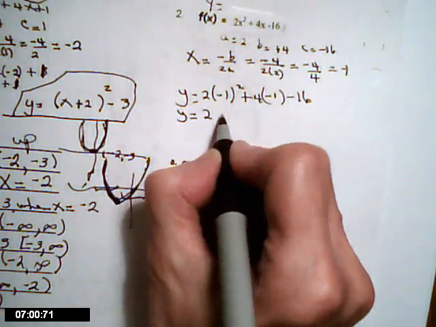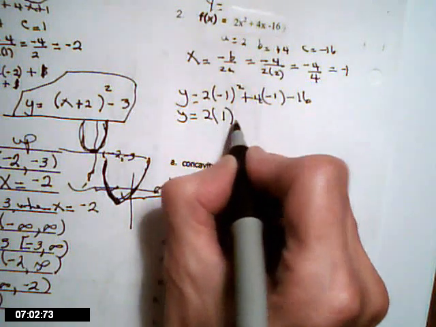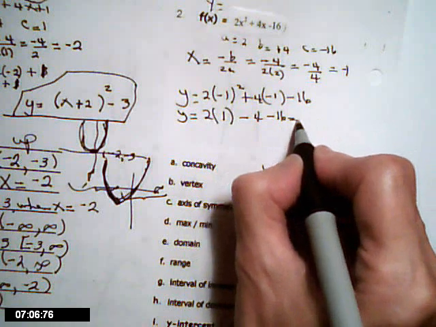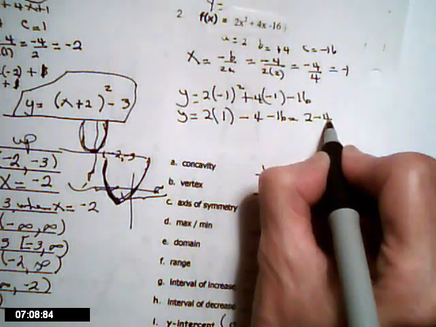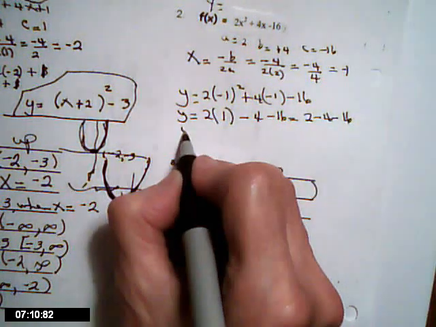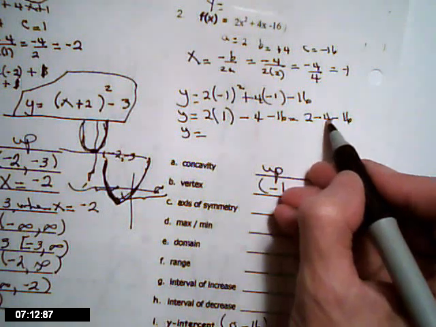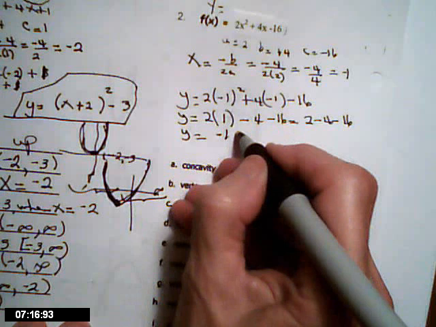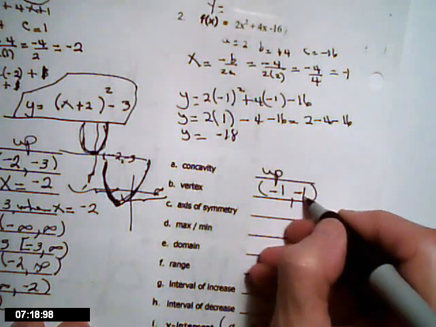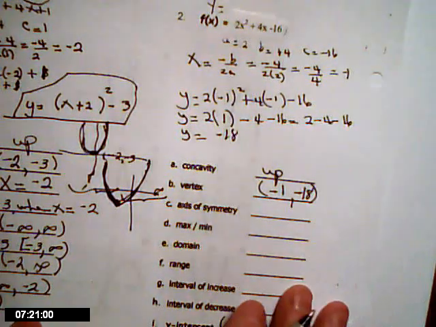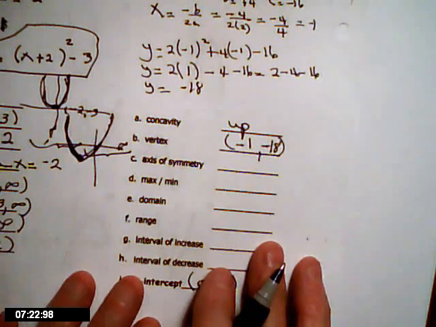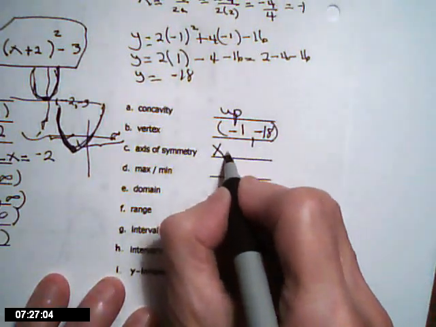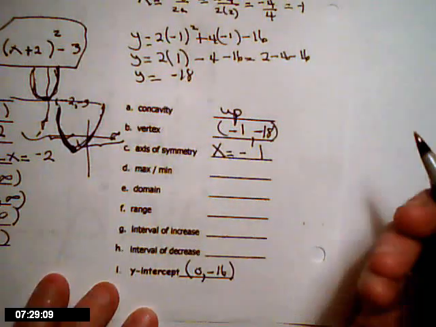Alright, y equals 2 times negative 1 squared, which is 1. 4 times negative 1 is negative 4. 2 times 1 is 2, minus 4 minus 16. 2 minus 4 minus 16 is going to be negative 18. That's my y in my vertex. Before time runs out, let's see if we can finish this. Axis of symmetry, a vertical line, is x equals negative 1.